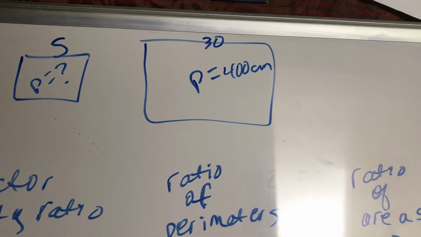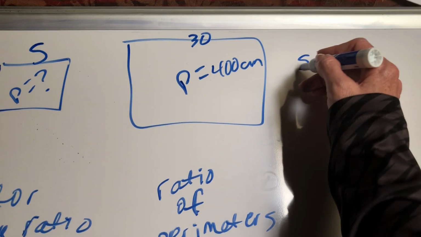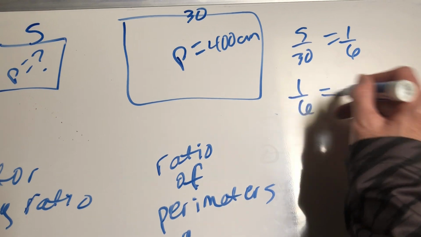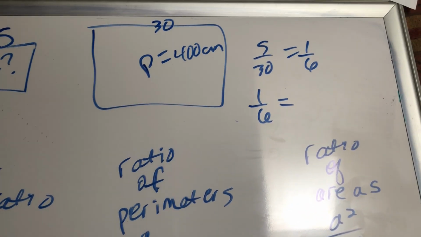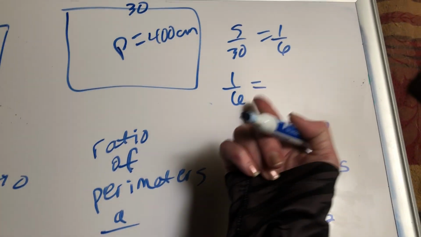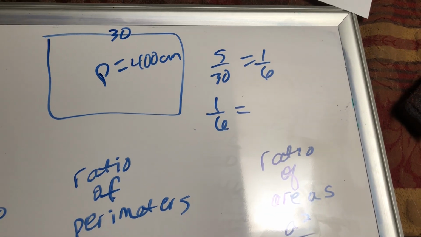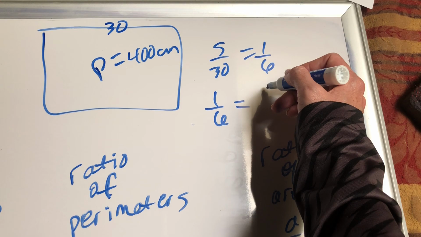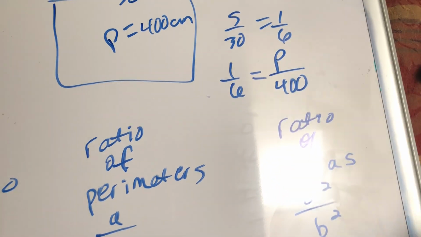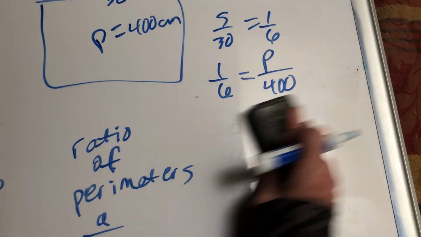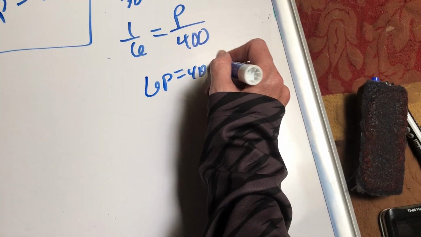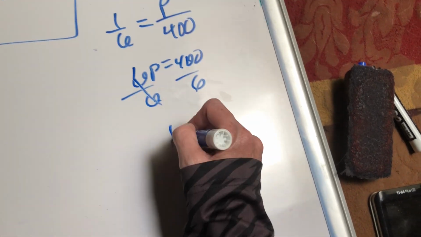So we set up a proportion, 5 over 30. We get our scale factor, which is 1/6. So 1 out of 6. Now we set up a proportion. Since the ratio of the perimeters is the same as the scale factor, that's why I leave that 1/6 alone. Then I want the perimeter of the smaller one, so that goes on top over the 400 because that's the bigger one. And then you go from there. 6p equals 400, and then divide by 6.